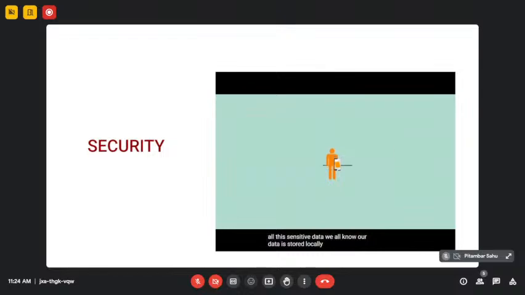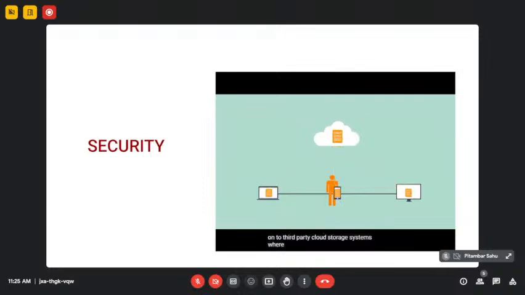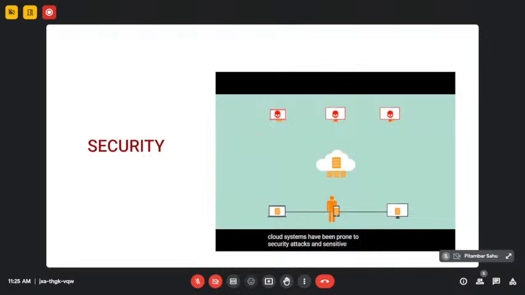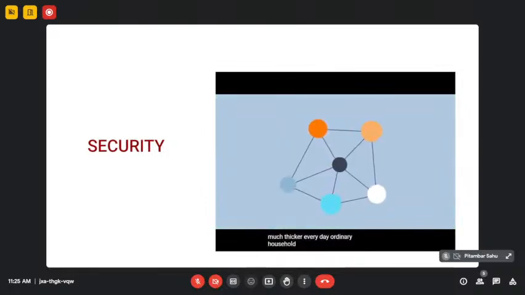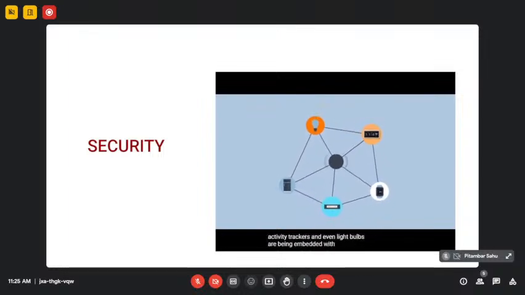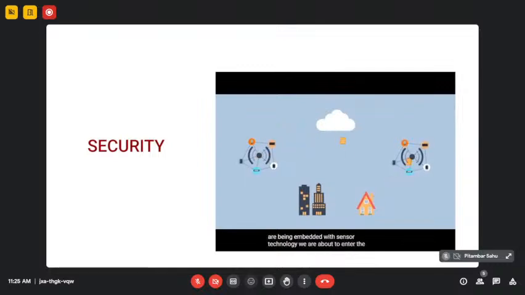We all know our data is stored locally on our devices, but did you know they are also recorded onto third-party cloud storage systems where large businesses can learn more about their users? Not only is this unfair, privacy is also jeopardized as cloud systems have been prone to security attacks, and sensitive data leak into the wrong hands every day. And the plot is about to get much thicker. Every day, ordinary household items and appliances like thermostats, refrigerators, alarm clocks, activity trackers, and even light bulbs are being embedded with sensor technology. We are about to enter the age of the Internet of Things, and it is predicted in a few years there will be billions of these devices.